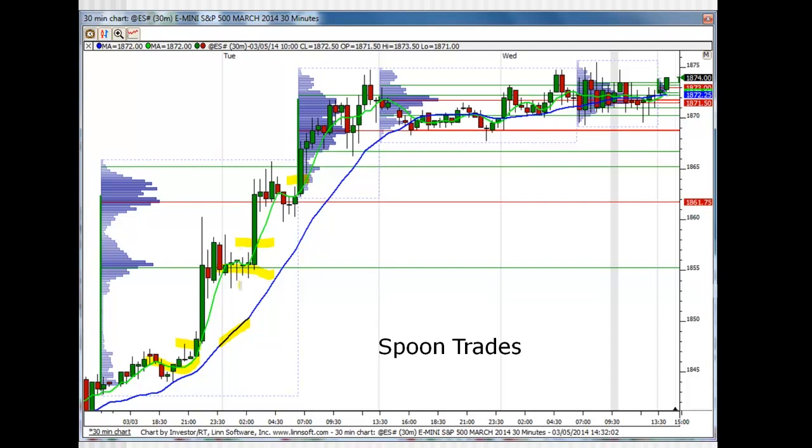Other people, rather than using the bends on the simple 5, will look at the close of the 30-minute candle relative to the simple 5. So these spoon trades are very, very helpful when we have a trending condition. When there is an intraday trend in the market, one, they help us to spot the trend quickly, and two, in addition to spotting the trend quickly, they're really easy to capture and fairly easy to trade.